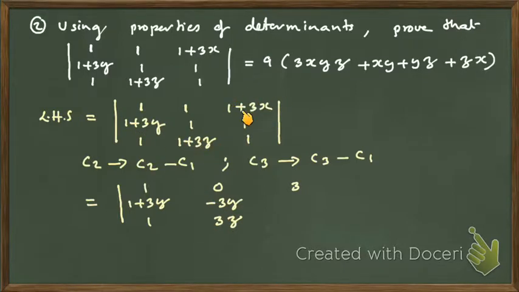Now from this element, C3 minus C1, when I do 1 plus 3x minus 1 will get me just 3x there. 1 minus 1 is gone, 0. 0 minus 3y, because I need to also subtract 3y. So 1 minus, in brackets, 1 plus 3y. From 1 I am subtracting 1 plus 3y. 1 minus 1 is 0, minus 3y is minus 3y there. And 1 minus 1, the third element, is 0 there.